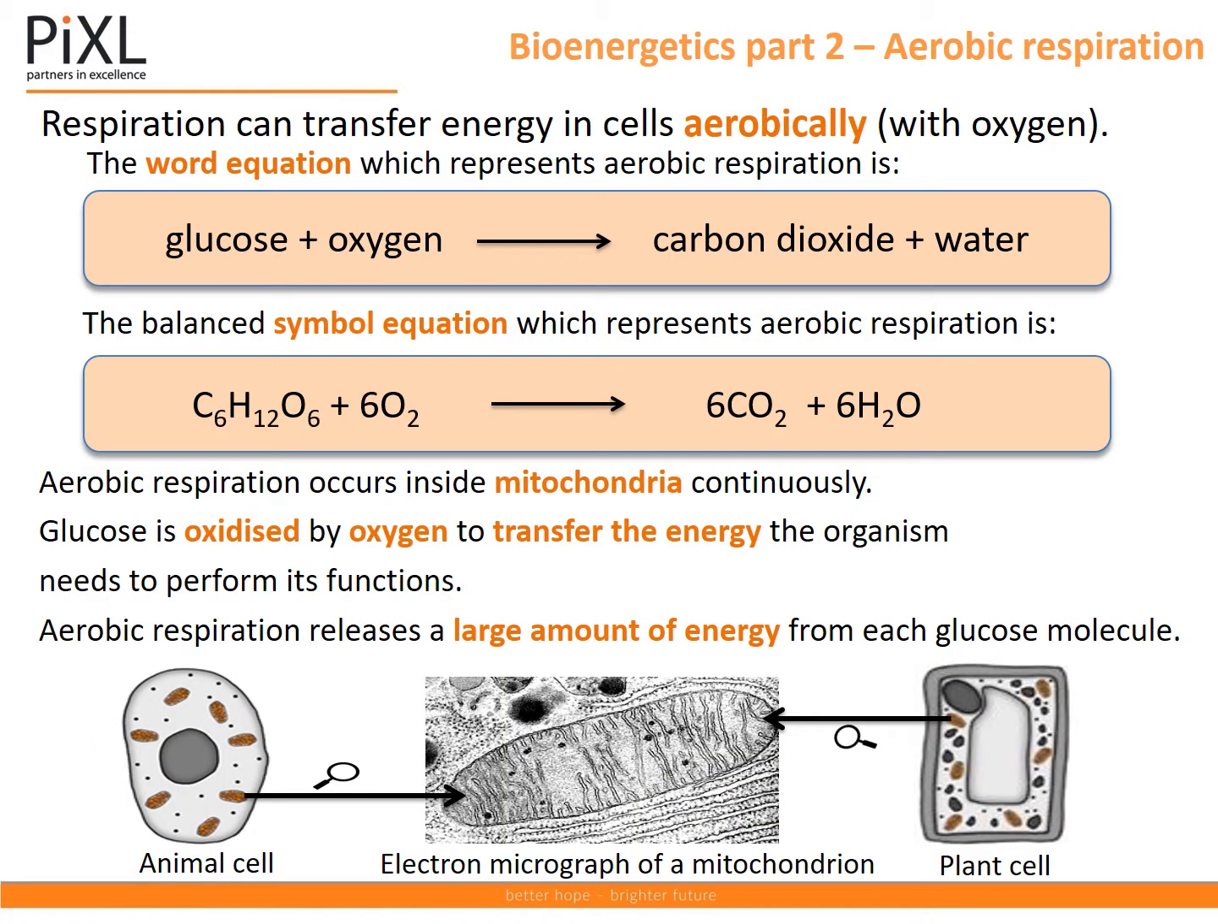So we're going to have a look now at the actual chemical reaction of aerobic respiration. Now, if you remember the photosynthesis one, it's quite straightforward because it's just the opposite to photosynthesis. So in aerobic respiration, which uses oxygen, that is the difference between anaerobic and aerobic respiration. Aerobic uses oxygen. The word equation will be glucose plus oxygen makes carbon dioxide plus water.